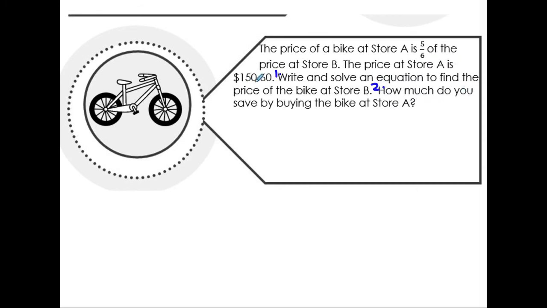Okay, store A is $150.60. So $150.60 is means equals. Of, when it comes after a fraction, decimal or percent, means times. And then the price at store B, I'm just going to use the letter B for that. That's what we're looking for. Okay, so now I'm ready to write my equation. $150.60 equals 5/6 times B. Okay, so fraction here, I need to divide by 5/6.